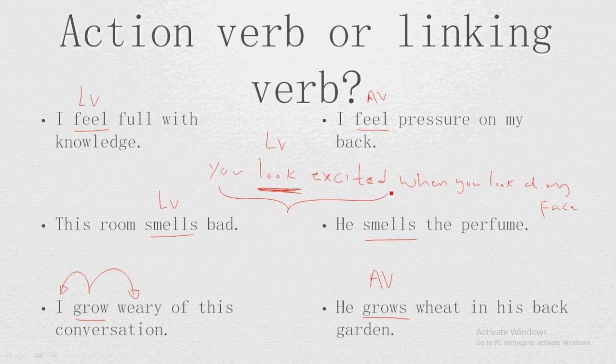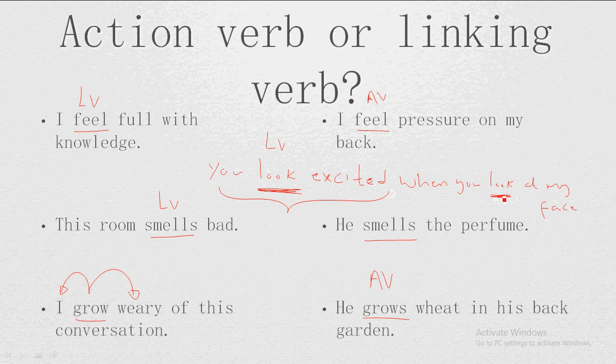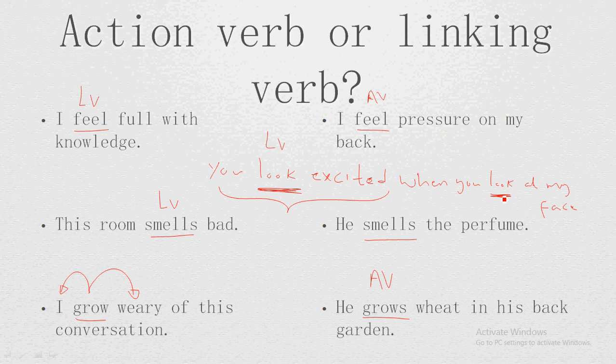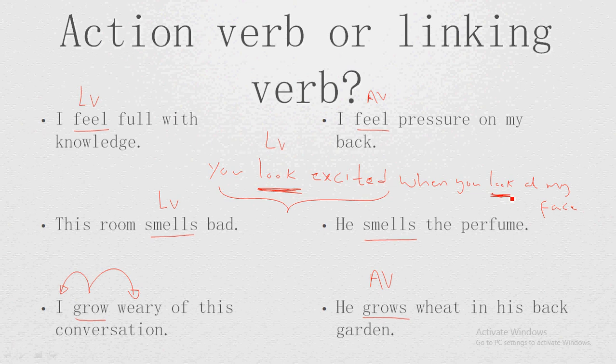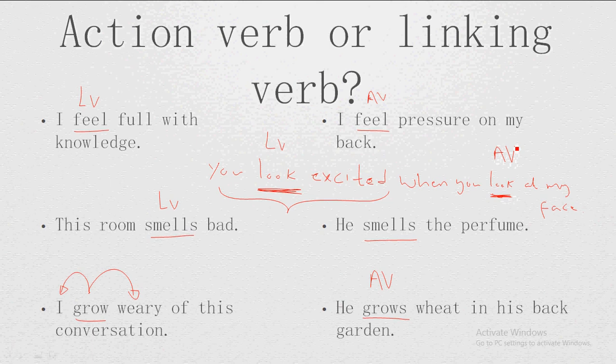However, in the second part of the sentence, when you look at me, you are actually looking at me. So the word look here is an action verb. It's something that you're doing because you're looking at my face. Okay.